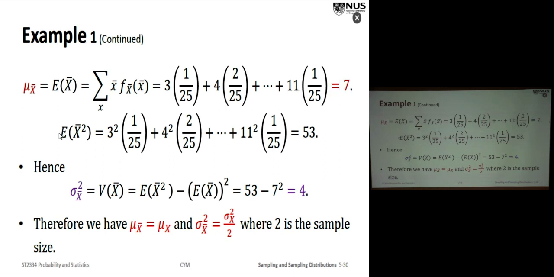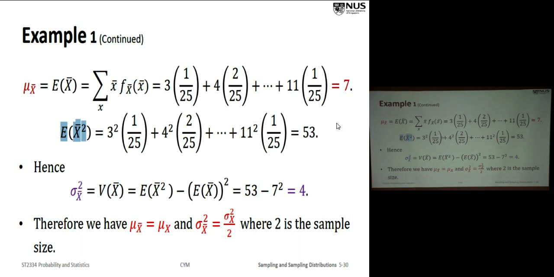Okay, now the expected value of x bar squared, you can easily compute that as well, because basically all you have to do is you square this number and multiply it by the probability mass function. So in order to, what am I doing here? I'm trying to calculate the variance. So in order to calculate the variance, I compute this one squared times the mass function.